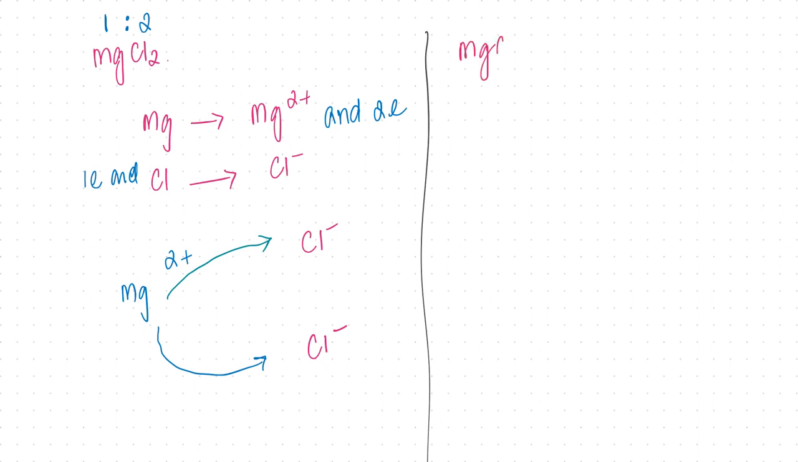Magnesium oxide is made up of magnesium, which also forms a magnesium 2 plus charge, the ion. Oxygen, being in group 6, does what? Gains 2 electrons to form a negative charge. So magnesium will lose 2 electrons, whereas oxygen will gain 2 electrons. And their charges are also balanced. So what's going to happen to them?